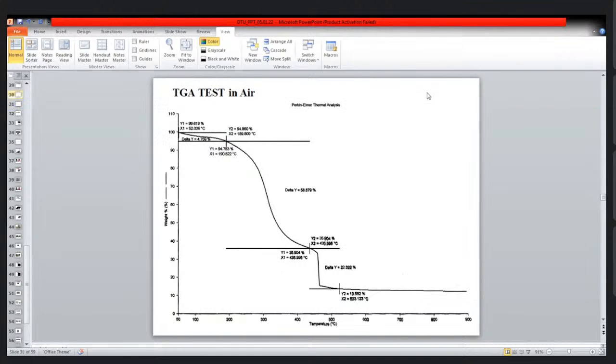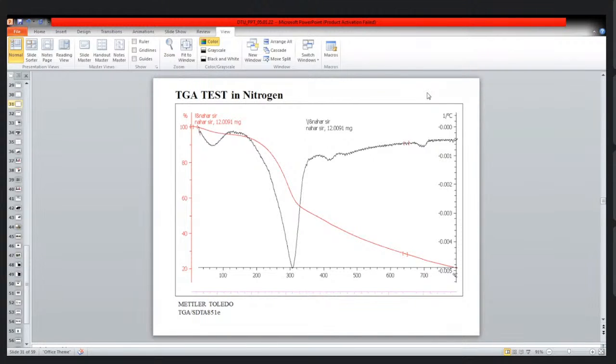This test was carried out basically in air, and in air when the temperature is higher, some chemical reactions, oxidation reactions, will take place, and the temperatures are relatively higher. Here the test was carried out in nitrogen. In nitrogen, the oxidation reactions are completely eliminated, and it is basically an inert environment. So both of them can decide how we quantify how much oxidation reaction is taking place at these temperatures.